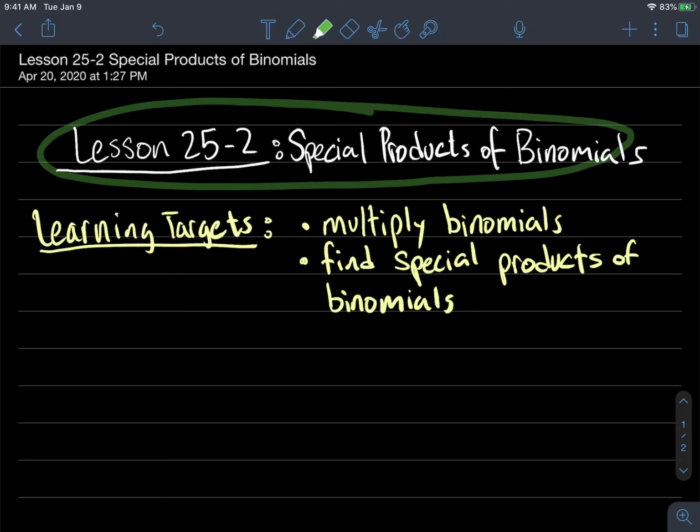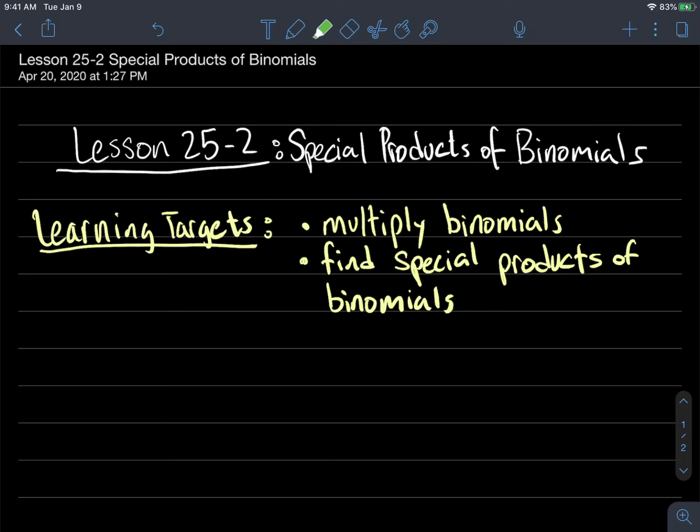Today we'll be going over lesson 25-2, special products of binomials. This is kind of an extension of what we went over last week, which was just multiplying binomials. But today we're going to look at special products. And remember, products is what you receive from multiplication. So they're just special things we receive from multiplying specific types of binomials.